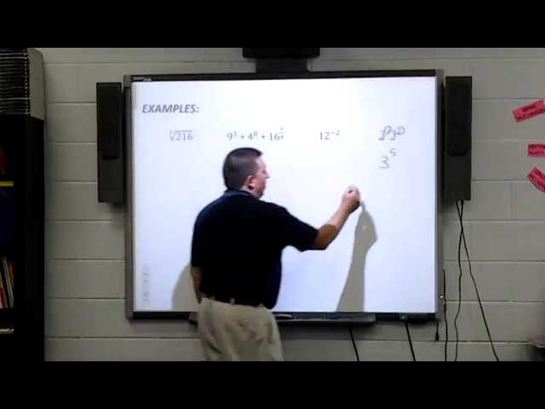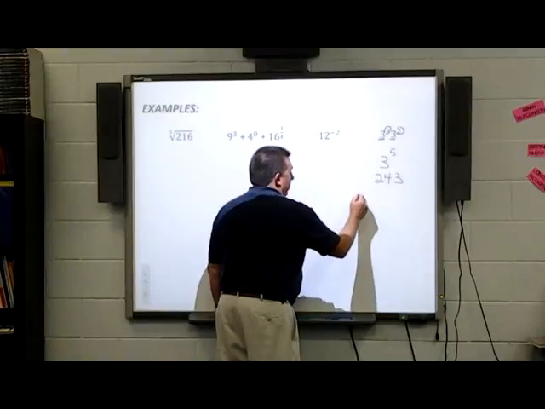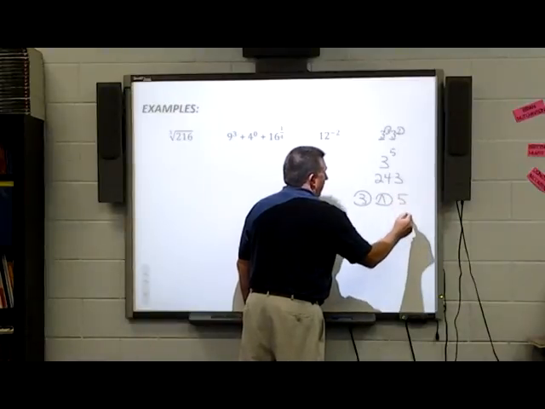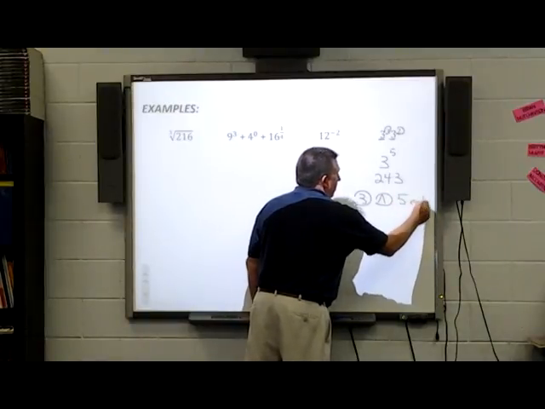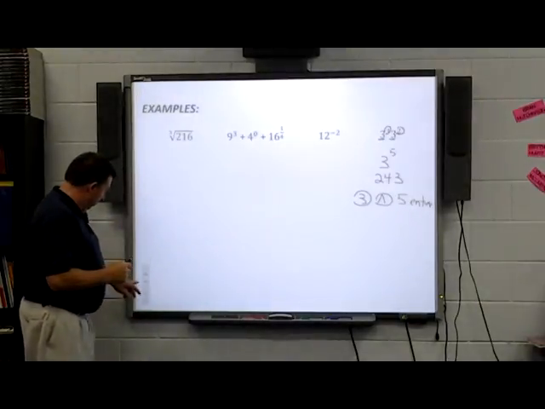So we got 3 to the 5th power is 243. That's going to be your 3 button, upside down B, 5, enter. So that's how you can do it on the calculator.